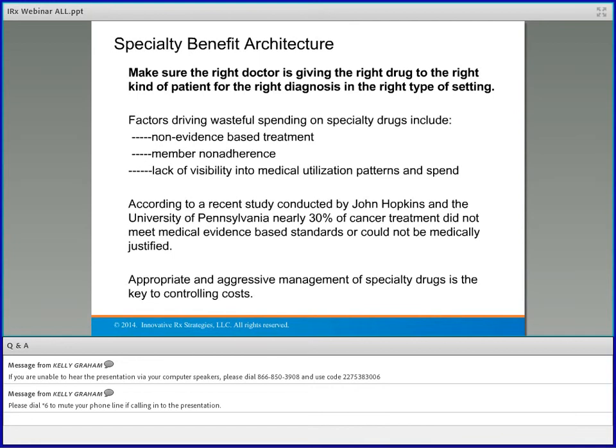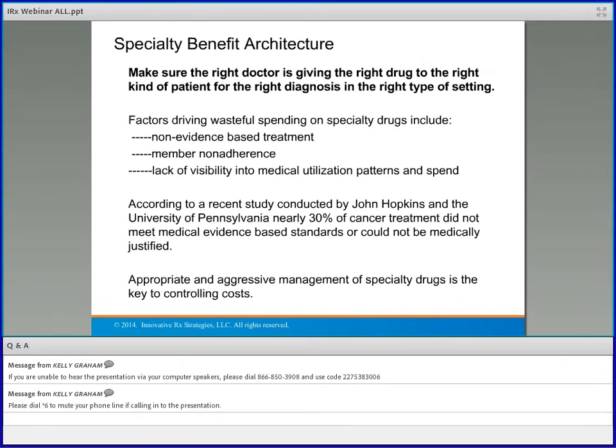If somebody cannot substantiate why that individual patient should be on that particular specialty drug and getting the outcome that you're looking for or expecting, then it could basically be a waste of money. The other part of it is member non-adherence, and I think Greg had talked a little about why it's important to possibly consider having an exclusive specialty arrangement with your PBM, or it could be through your health plan or whatever.